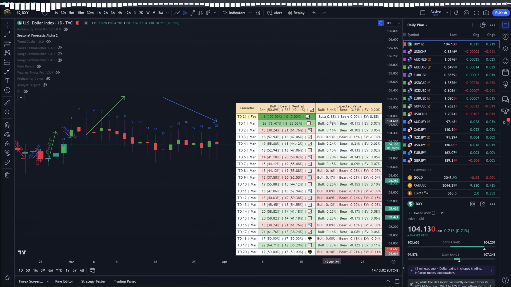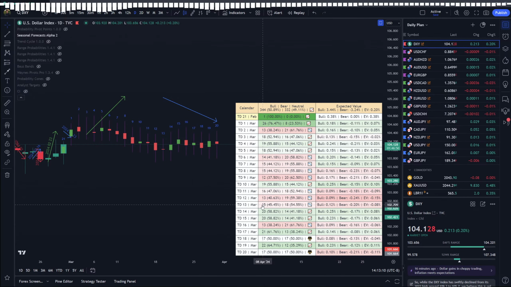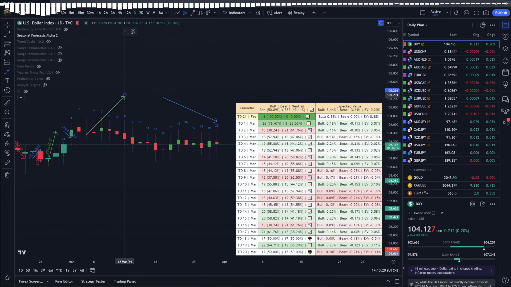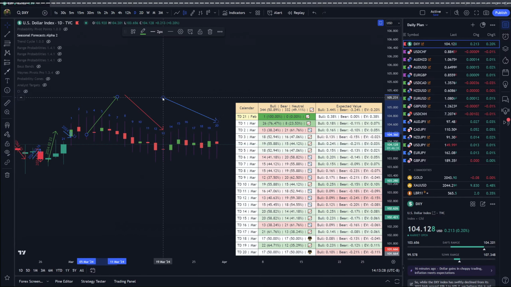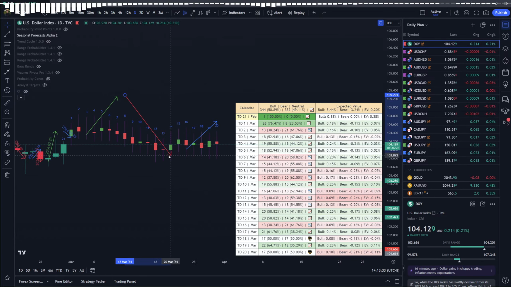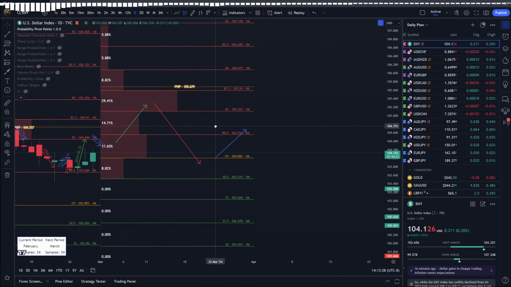Let's see here. So positive-ish expected value up until the 7th, and then it starts getting negative and a bit choppy, starting kind of from the 8th to the 14th. So here's the 8th to the 14th. So if we were going to get our bearish move, I'd probably want to expect it somewhere around there. So maybe something along these lines here, and that is quite range bound now that I think about it.